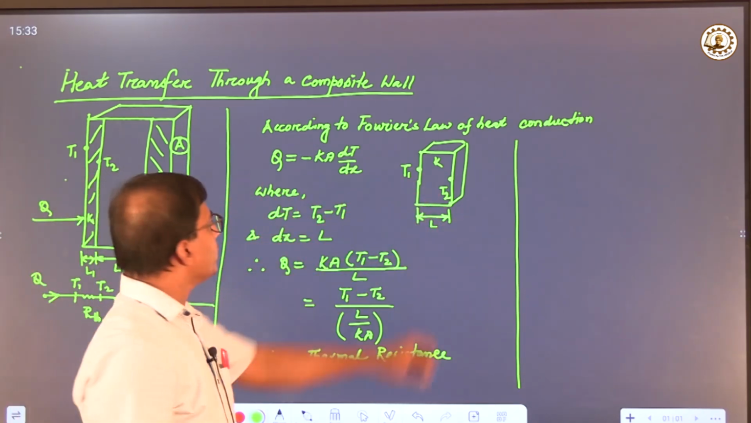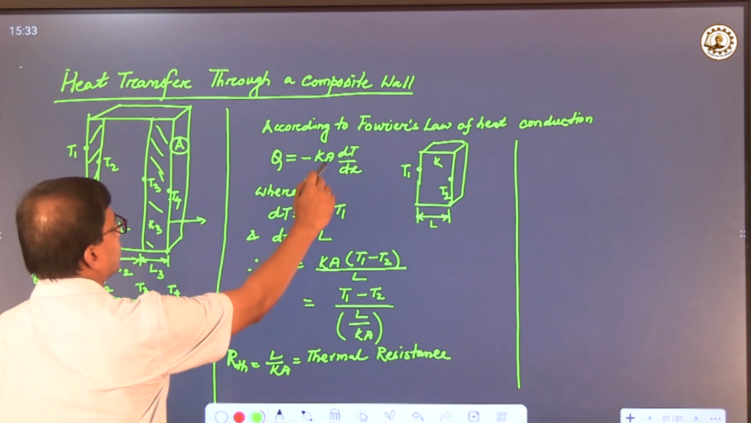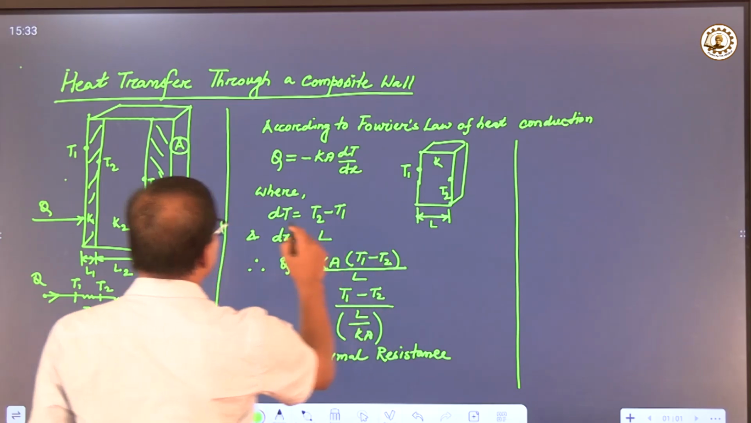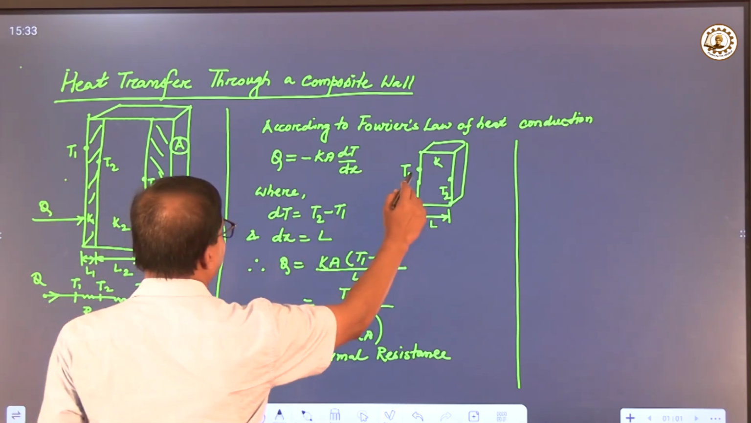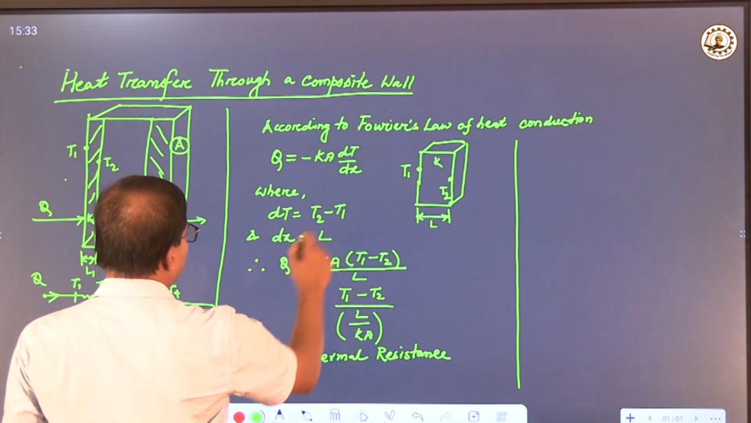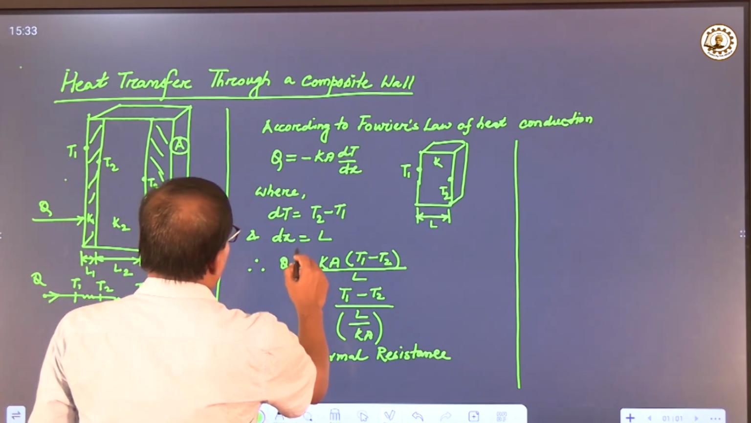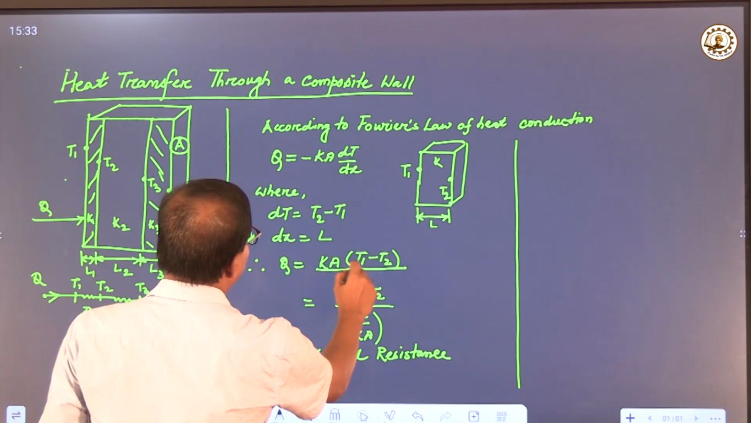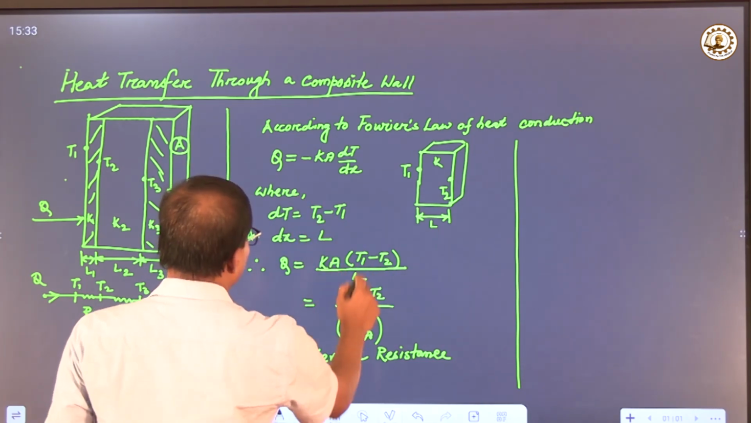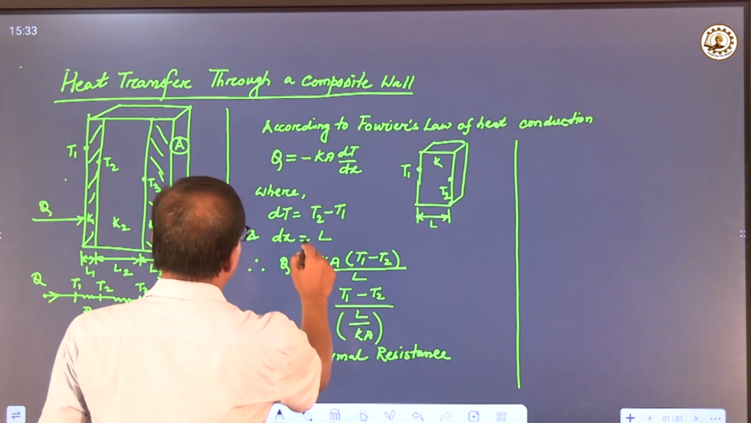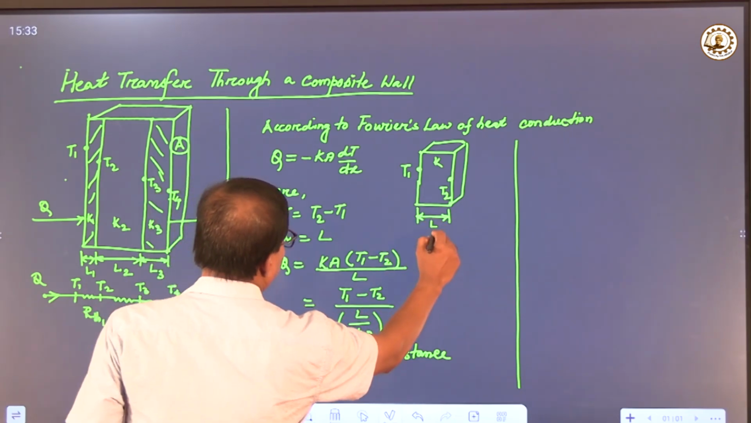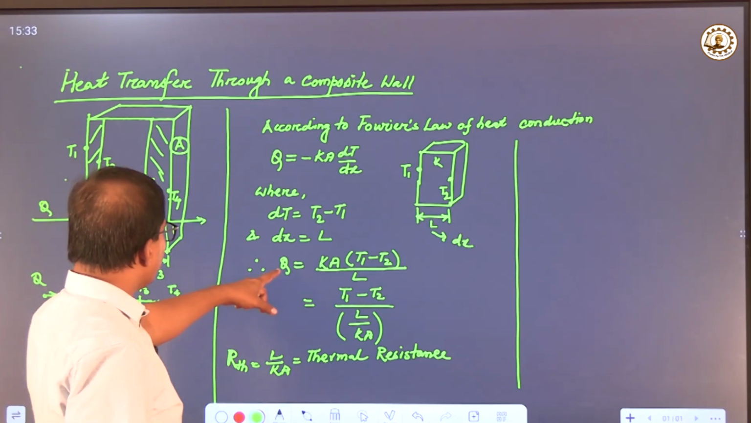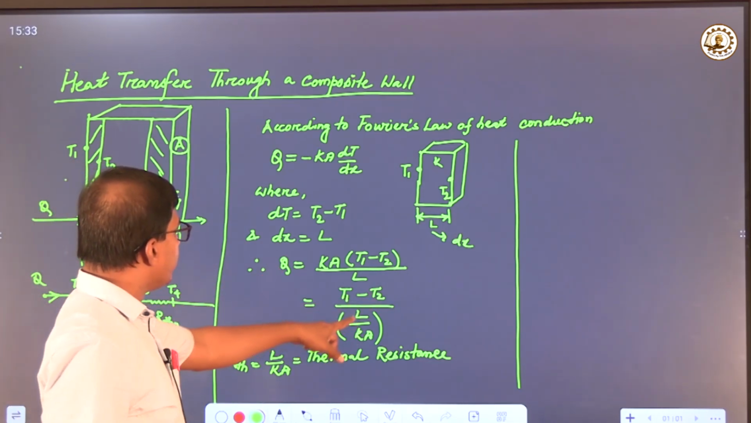Now, according to Fourier's law of heat conduction, we can write Q is equal to minus K dT by dx, where T1 is greater than T2. So dT is equal to T2 minus T1, that is, this one is negative. So we can write this equation: Q is equal to minus K times (T1 minus T2, as this one is negative) divided by L. L is dx. Here this L is equal to dx. So finally we got the equation Q is equal to (T1 minus T2) divided by (L by K).